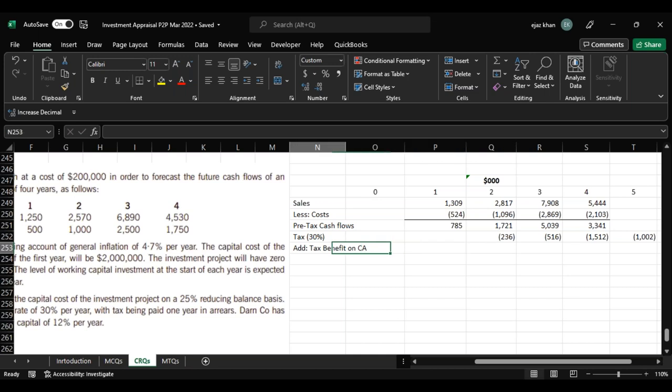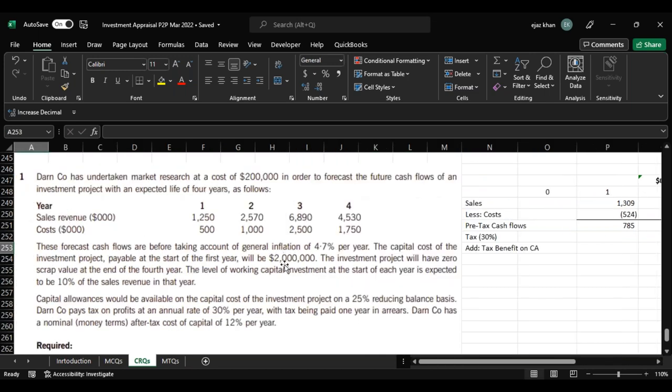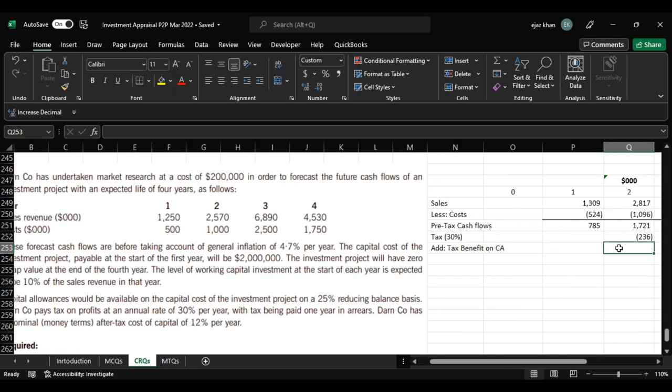So what is the cost of the asset? The cost of the asset is $2 million. So on this figure, a tax relief of 25% of this will be allowed as expense for the first year.